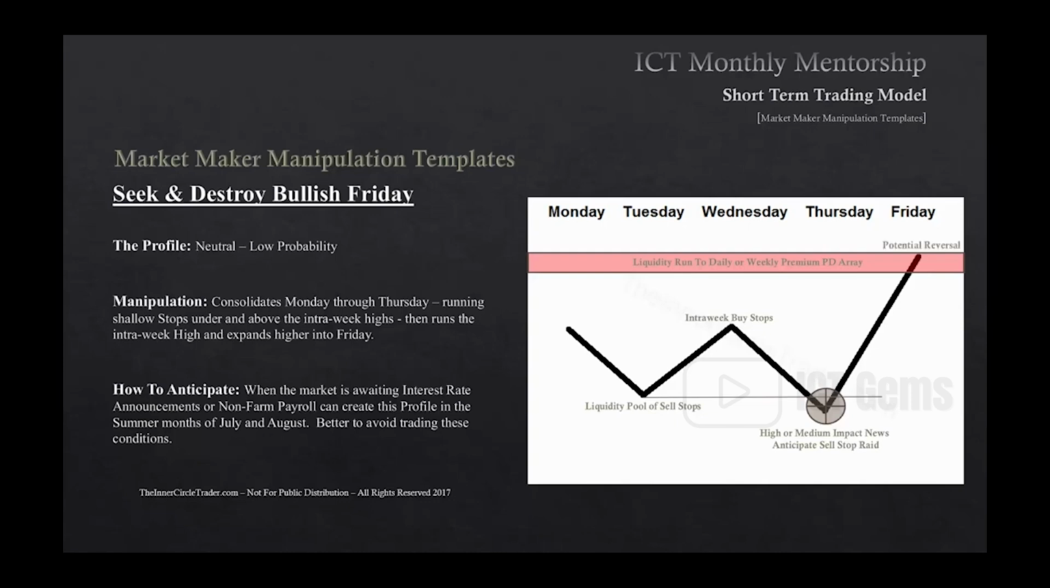Once it gets up to a daily or weekly premium PD array, what we're looking for there is to see possibly a potential reversal. So why is this template useful? There's your answer. You're waiting for it to get up to a daily or weekly premium PD array. Once it does that, we are expecting a reversal.